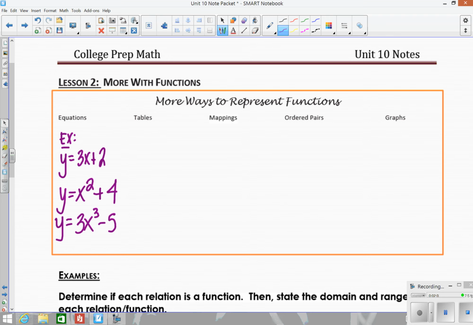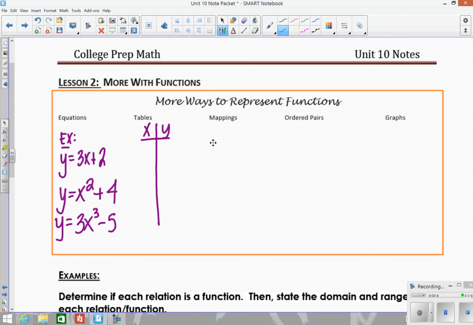Another way to represent functions or relationships is by using tables. For example, if you have an XY table, this would show you the relationship between X and Y, or which X's and Y's go together. If you want to determine whether a table of values represents a function, you need to check each x value and make sure that it's only going to one y value. So you can't have any repeated x values going to different y values. We'll look at some examples like that.